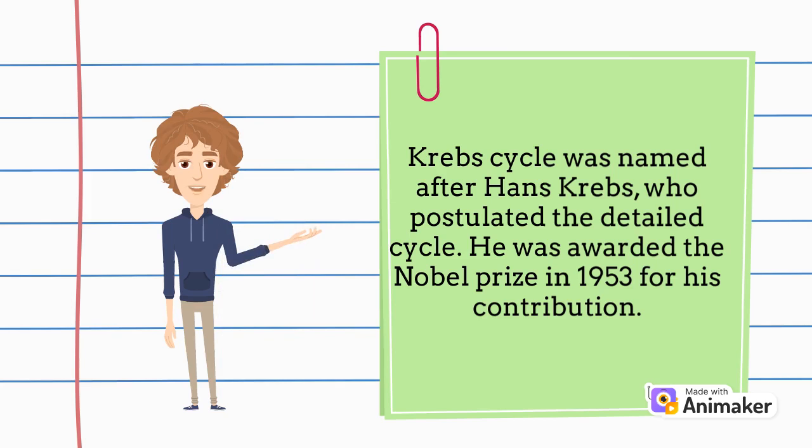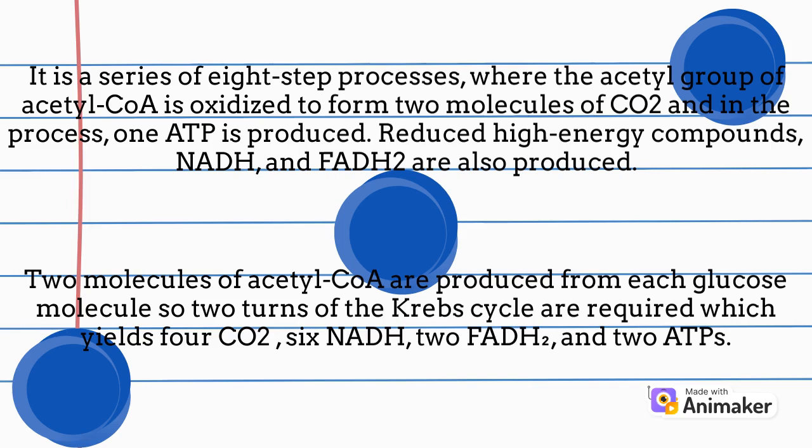The Krebs cycle was named after Hans Krebs, who postulated the detailed cycle. He was awarded the Nobel Prize in 1953 for his contribution. It is a series of 8-step processes, where the acetyl group of acetyl-CoA is oxidized to form two molecules of CO2, and in the process, 1 ATP is produced. Reduced high-energy compounds, NADH and FADH2, are also produced.